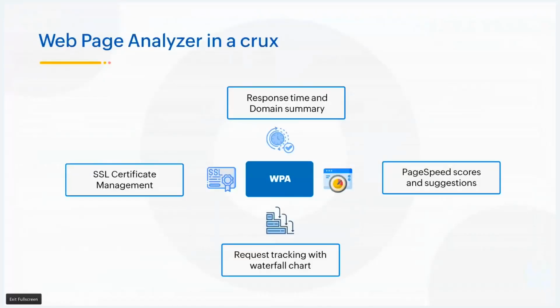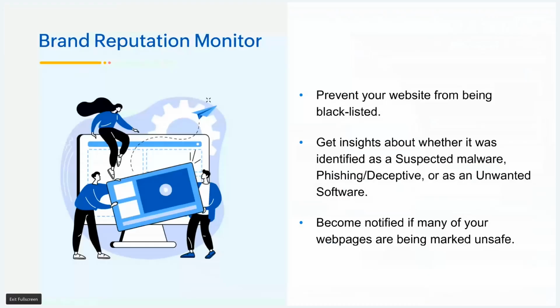So next thing that we have is the brand reputation monitor. As the title suggests, this helps you maintain the reputation of a particular website. This monitor will track and ensure that your brand reputation is maintained by preventing your website from being blacklisted. You will get insights whether the website is identified as suspected malware, phishing, deceptive, or an unwanted software. You will get immediately notified if any of the web pages are marked unsafe. Now let's have a quick look at the brand reputation monitor in the UI.